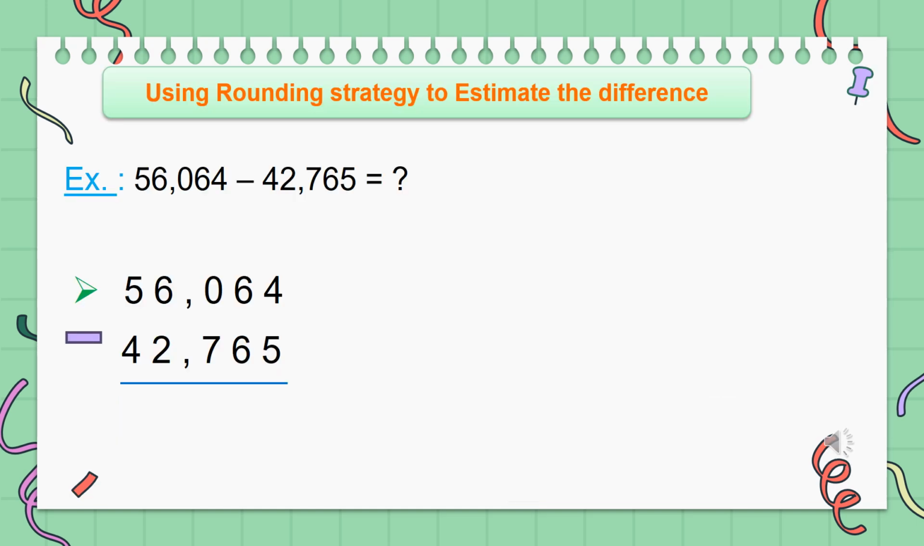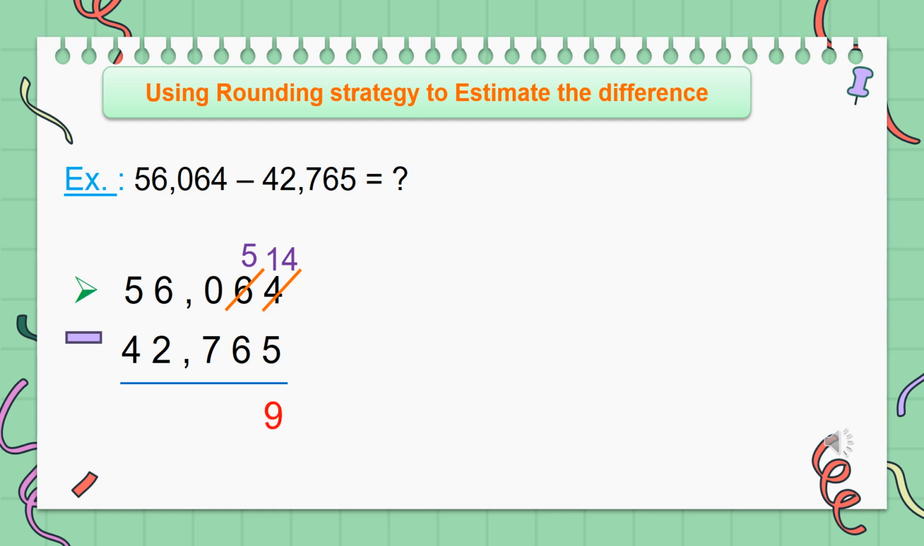Now we need to use the rounding strategy to estimate the difference. If we have 56,064 minus 42,765, start from ones. 4 minus 5, we can't. So we go next door, knock, knock, knock. 6 became 5 and this 4 became 14. Now we can make 14 minus 5 to be 9.